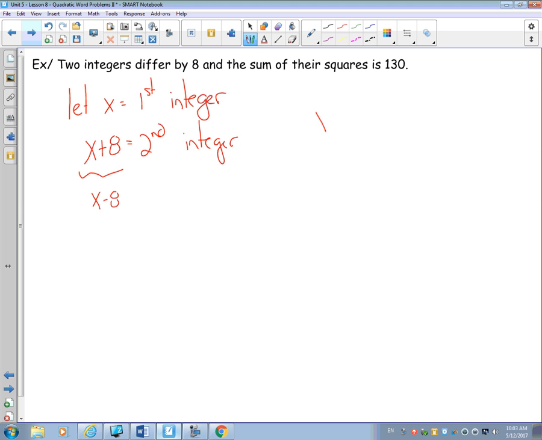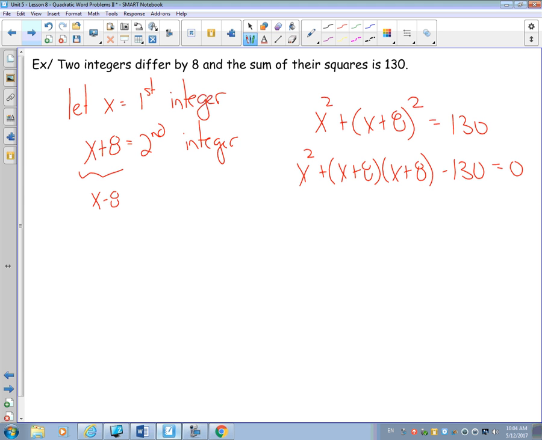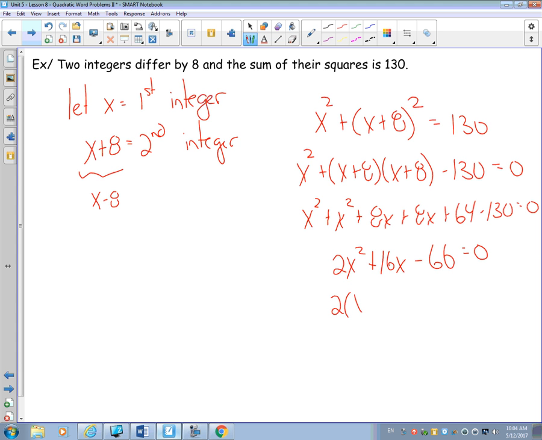Again, we have the sum of the squares. So we're going to square them and add them. And we know it comes up to 130. And this kind of looks like the same old question again. And hopefully we've got the hang of these ones by now. So we're going to do FOIL, make it equal 0, collect some like terms. And we end up with 2x squared, 16x's, and minus 66. And we know it's factorable because we're dealing with integers again. We just got to figure out what those integers are.